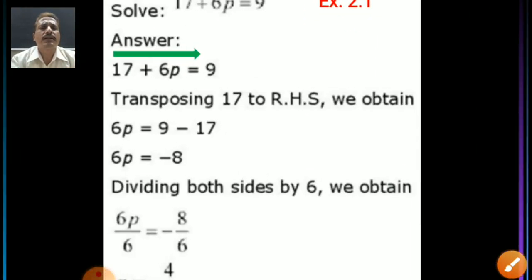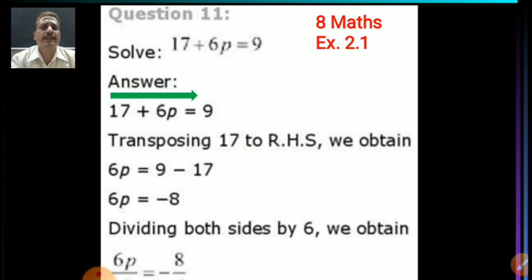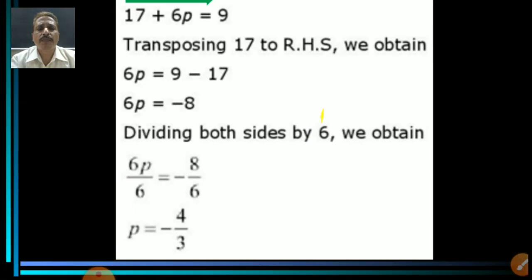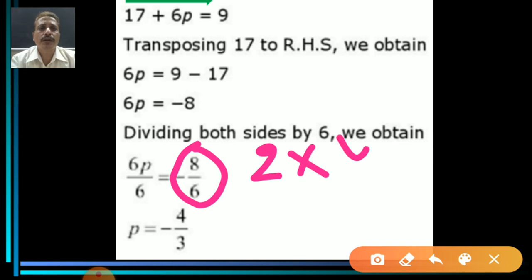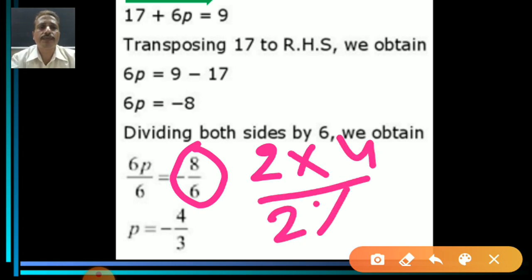Question number 11. 17 plus 6p is equal to 9. I am moving a little fast because this type of thing you can do yourself. That means say one type of homework. Yes. Now p is equal to minus 4 by 3. How did 4 by 3 come here? Because 8 by 6 means 2 into 4 and 6 means 2 into 3. Now 2 will cut. What is the answer? 4 by 3 and the sign is minus. Good.